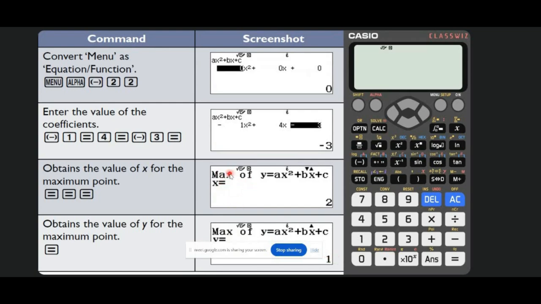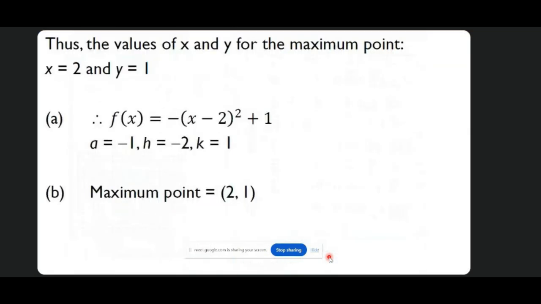So what does it mean? It means that for the maximum point of this function, the value of x is 2. At the maximum point, the y value is 1. So our maximum point is (2, 1). Okay, so the maximum point, the answer is (2, 1). Then directly from this, we can put it inside the vertex form to get the a, h, k.